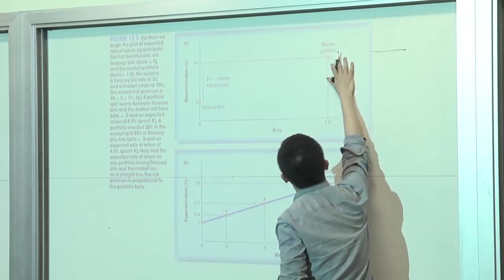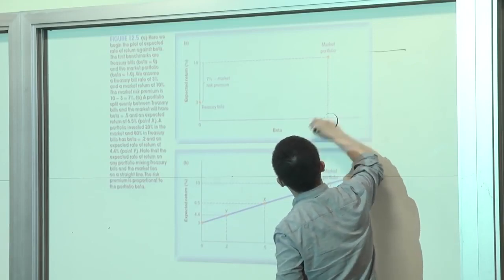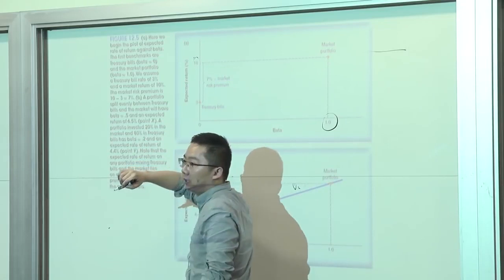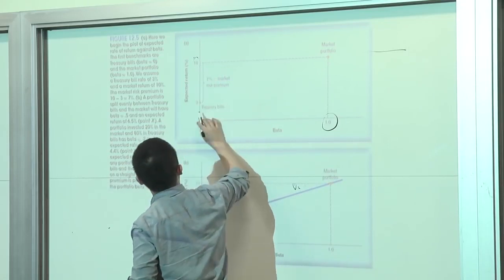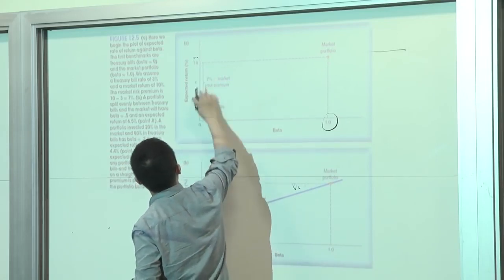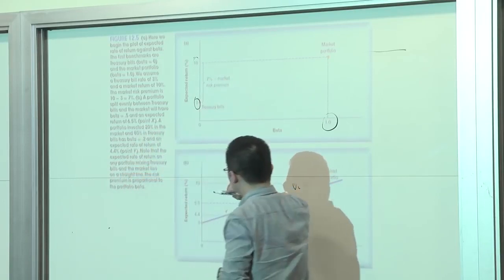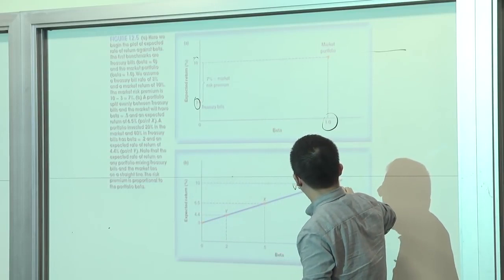Say the market portfolio has a beta of 1 and gives us a return of 10%. And the 10% minus the risk-free rate of 3%, the difference is 7%. It is the market risk premium. Okay? And that's the market portfolio.